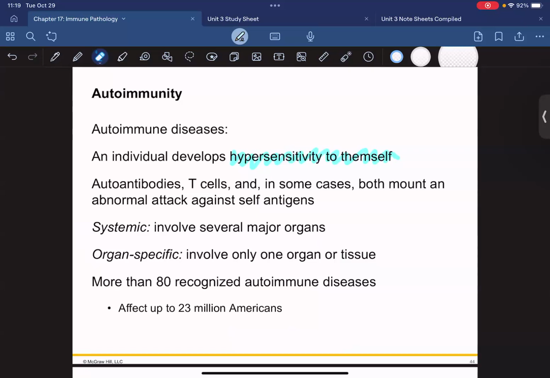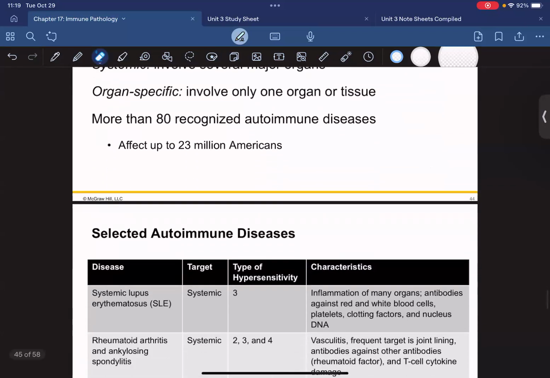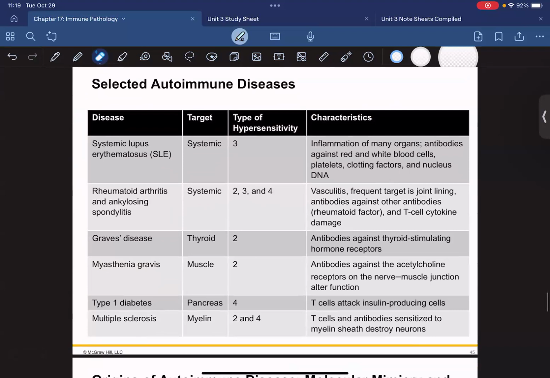So autoimmunity, here we have hypersensitivity to self. This could be antibodies or T cell involved. And here is a list of diseases. I would be aware that these are autoimmune diseases, be able to recognize that they are if I give you a question on a test. Is type 1 diabetes an autoimmune disease? Yes, you should know this. So lupus, rheumatoid arthritis, ankylosing spondylitis, Graves' disease, which is autoimmune thyroid disorder, myasthenia gravis, which is muscle, type 1 diabetes, and then multiple sclerosis, where it's the myelin sheath, the covering of your neurons, that'll be attacked.